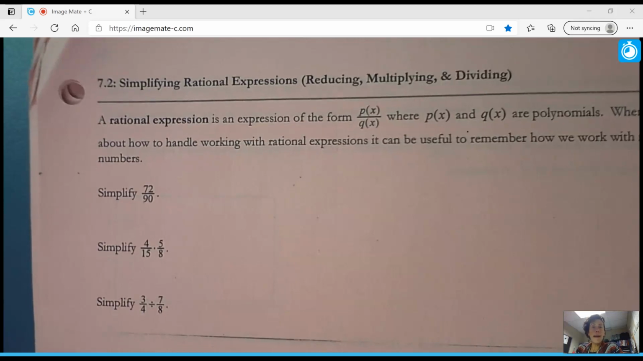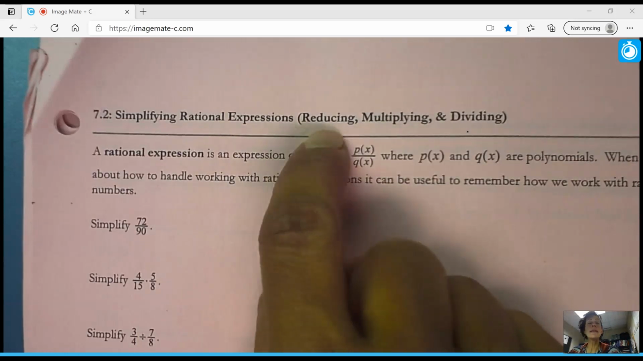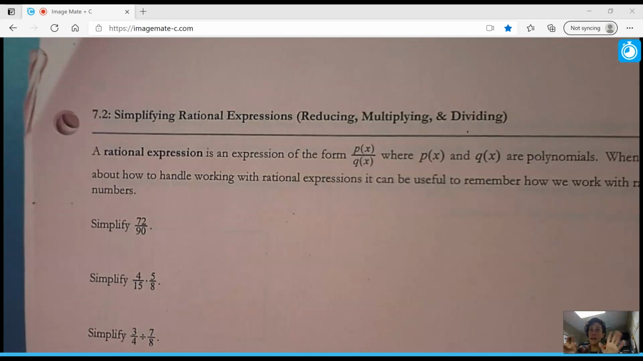All right, welcome back. So now we are on page 88, and we are going to look at rational expressions. You won't see an equal sign, and we're going to be reducing, which the correct mathematical word is simplifying, multiplying, and dividing. So first you have to be very comfortable with two things.